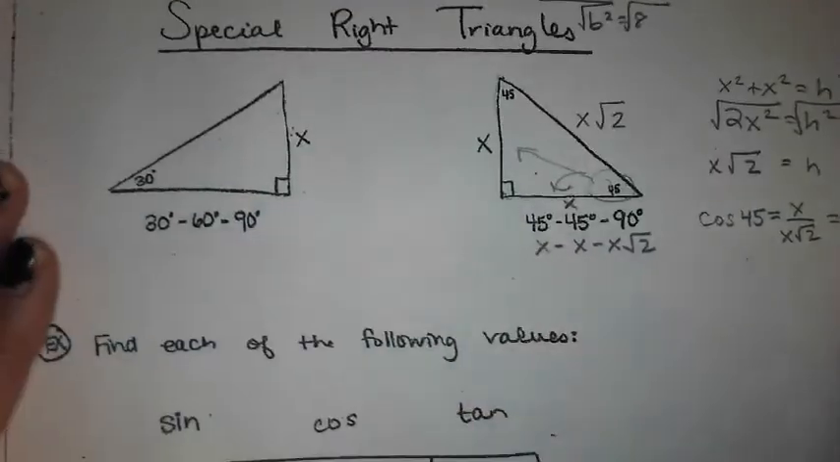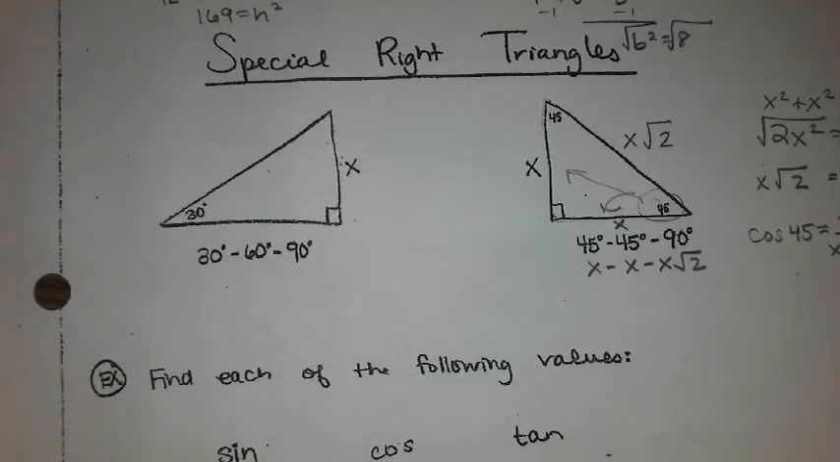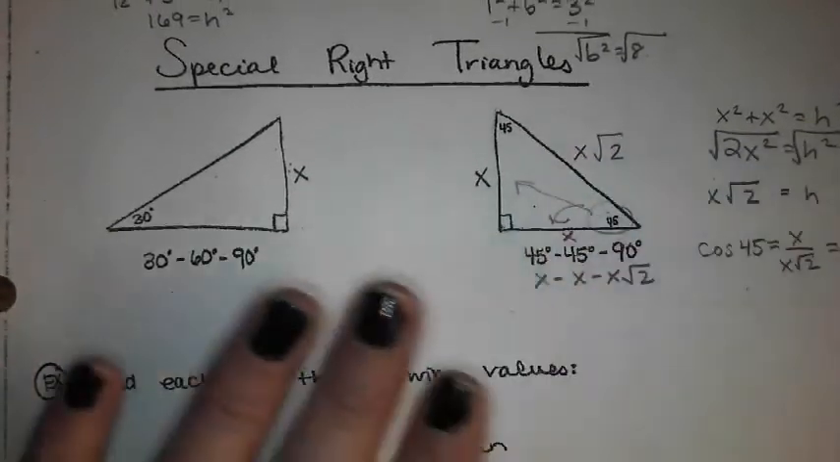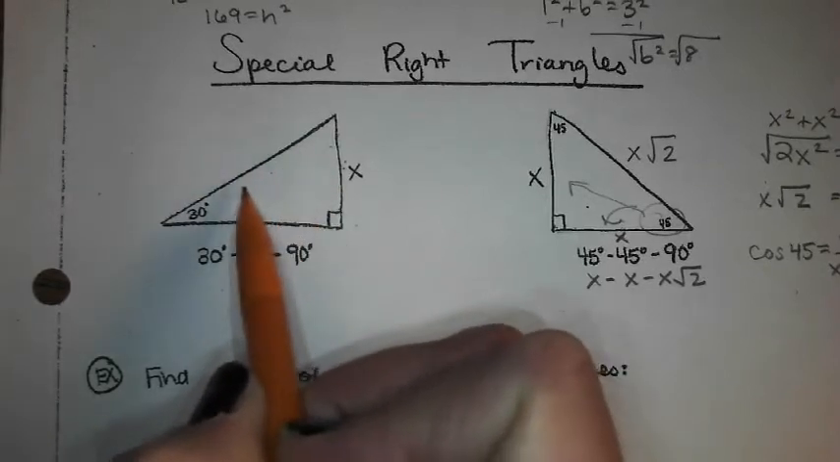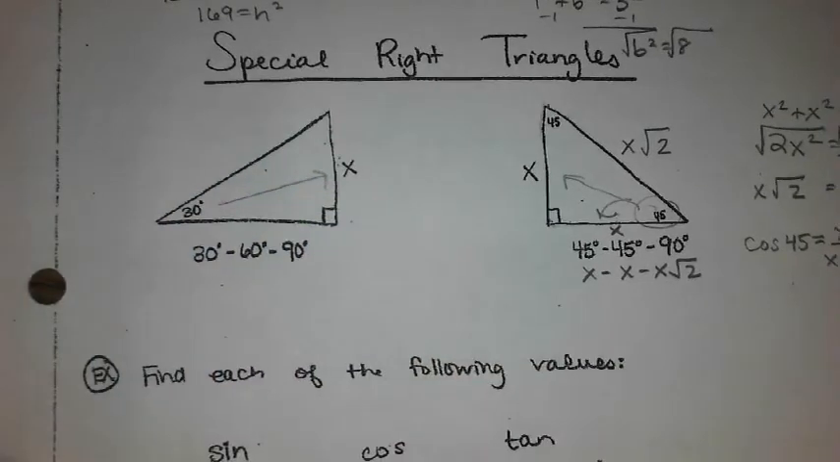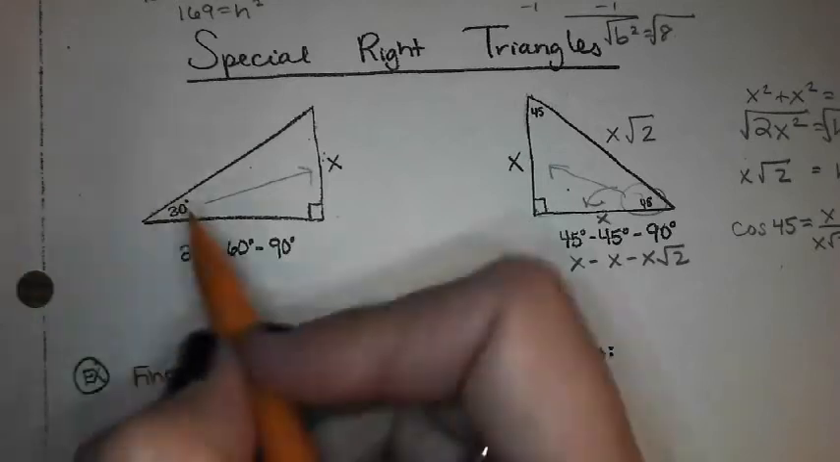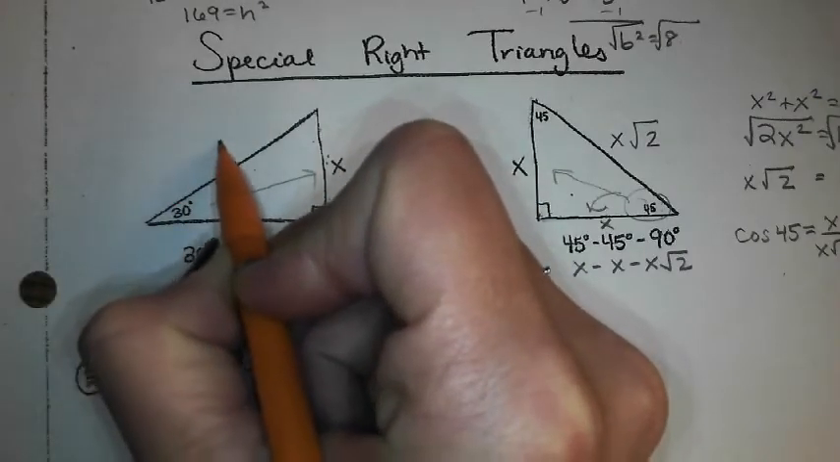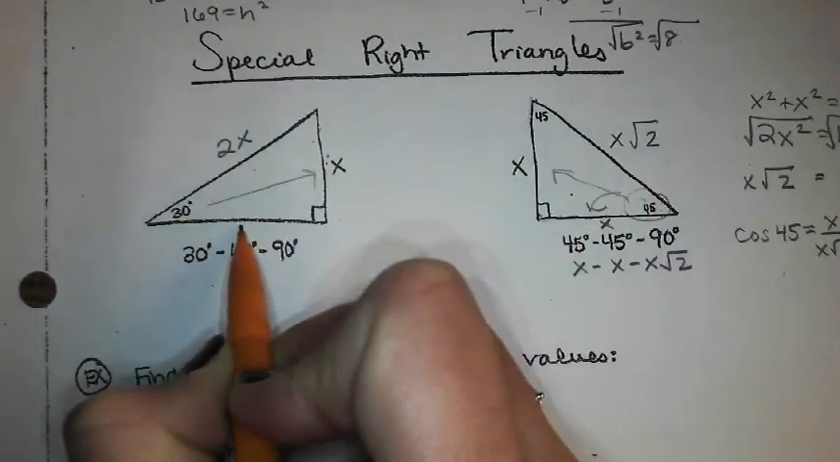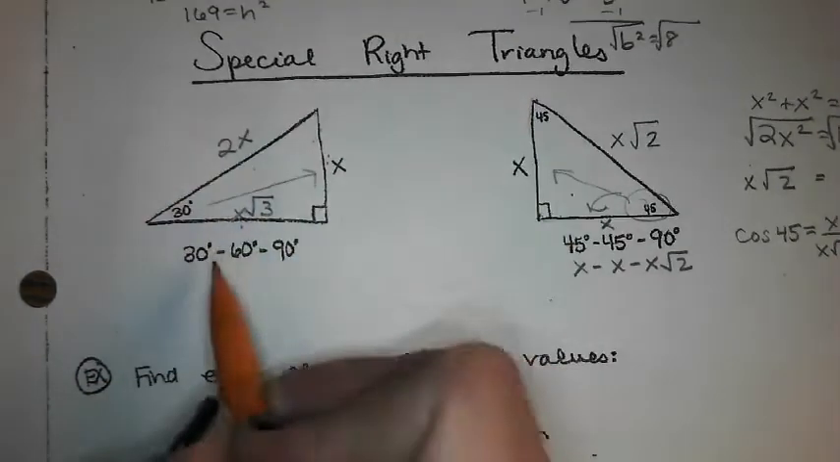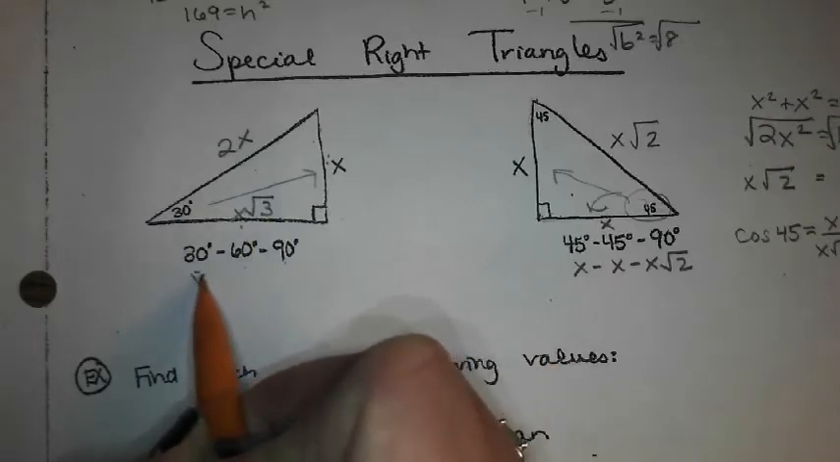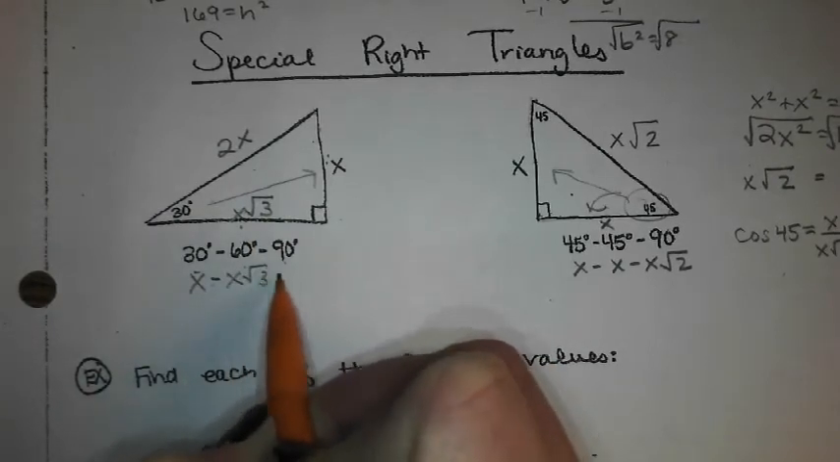The 30, 60, 90 is a little bit more... you can't really derive it on your own from the same perspective we did this one, because we only have one side. This one you just have to know. If you know the shortest leg is x, what's the hypotenuse? Do you remember? 2x, good. What's the other leg? Very good, x root 3. So for 30, 60, 90 the sides will be x, x root 3, and 2x.